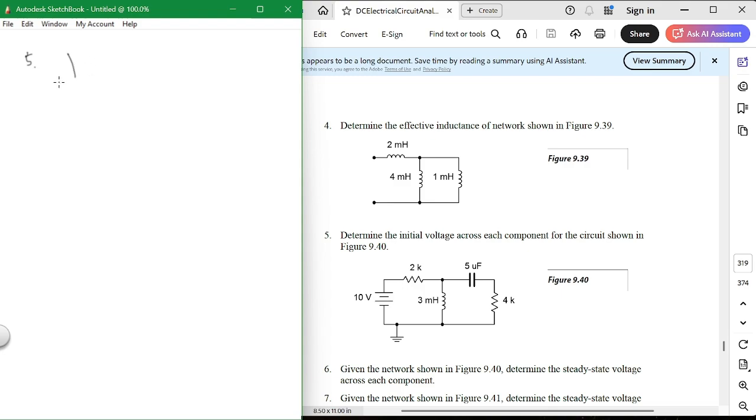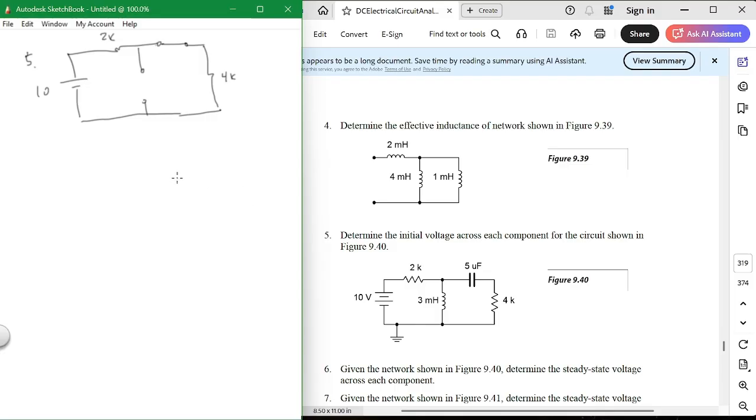So I have 10 volts. That doesn't change. The 2K doesn't change. Now the capacitor is a what? Short. And the inductor is an open. Now we've got a resistor over here, and a resistor up here. What's the voltage across that circuit? Did everybody see what I just did? I redrew it.